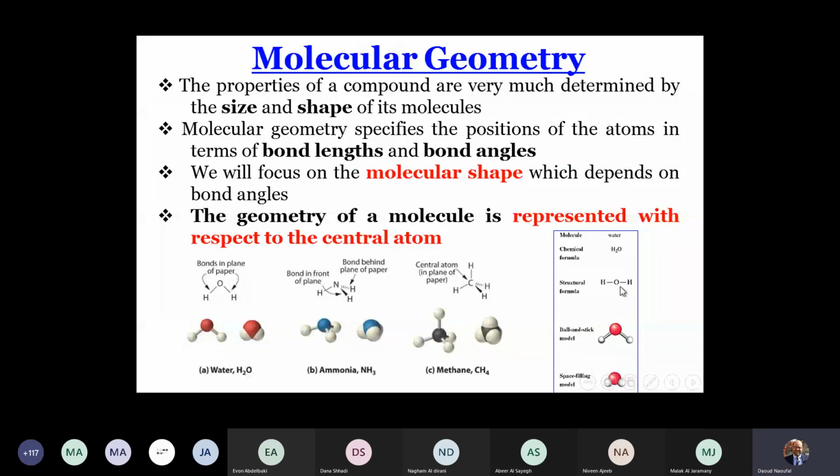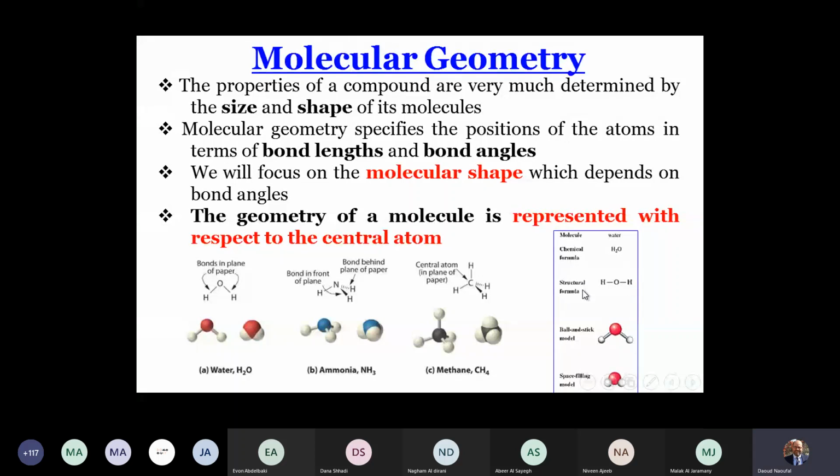We are not interested in the angle. You can write the angle 90, 80, 180, as you wish. So this is the Lewis. And H2HOH is called the structural formula.